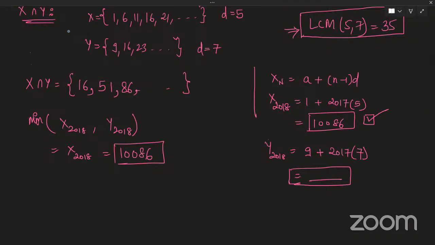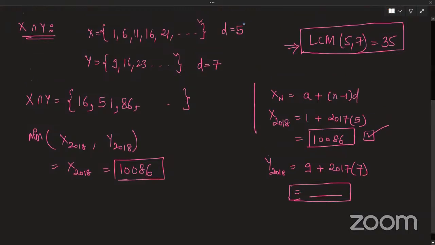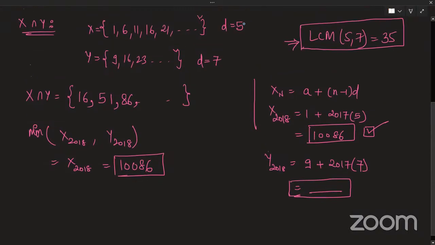Because my y set is starting from a higher value and taking a longer jump. My first AP is taking a jump of d equal to 5, my second AP is taking a jump of d equal to 7. So it is starting from a higher value and taking a longer jump, so it will definitely go higher. So my y of 2018 will definitely be higher than x of 2018, and I wanted to calculate the minimum value.